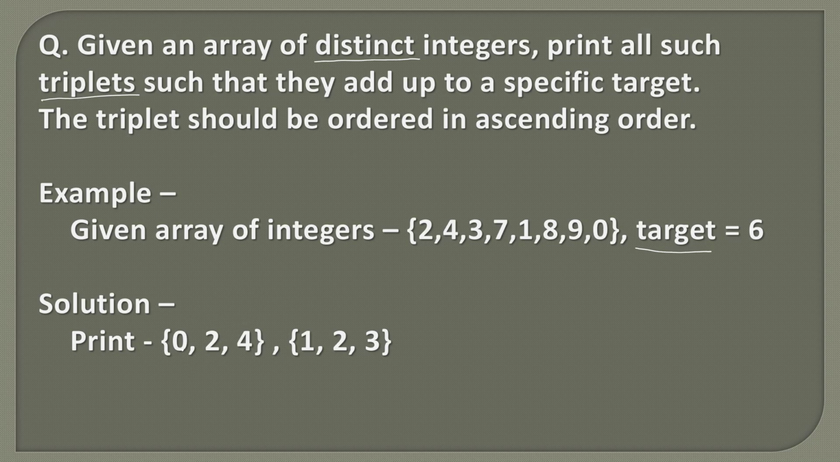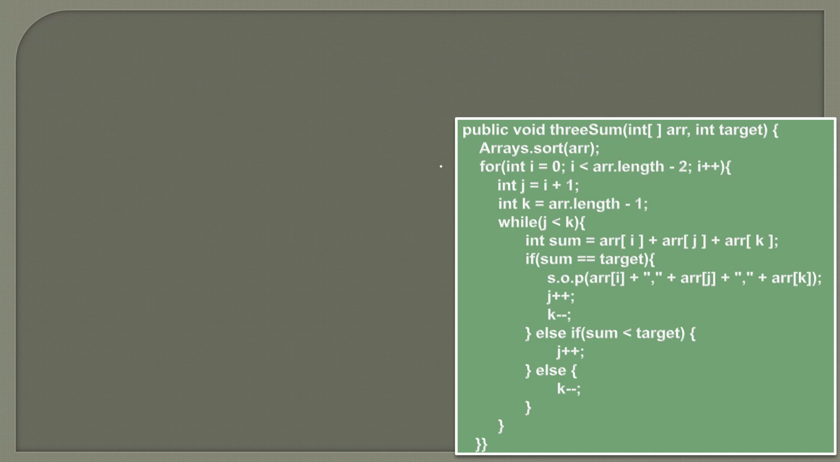So for example, 0 plus 2 plus 4 will give 6, and here 0, 2 and 4 are in ascending order. 1 plus 2 plus 3 will also give us 6. 1, 2, 3 are in ascending order. So we need to find all such triplets which sum up to a specific target and are ordered in ascending order. So let's see the demonstration of this algorithm step by step.